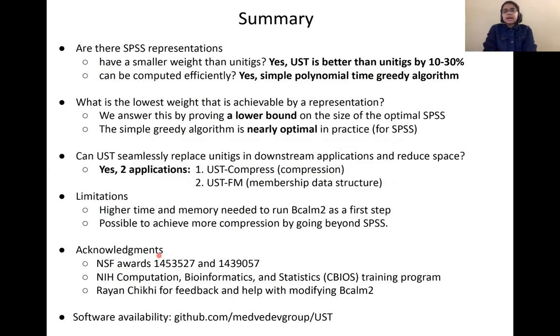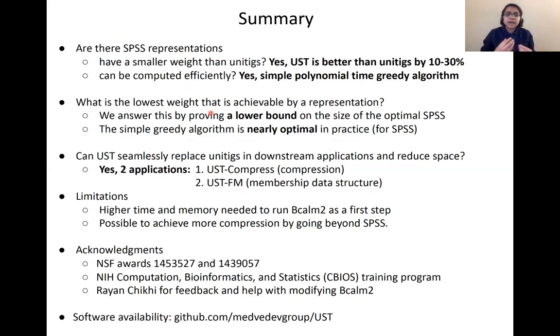Okay, so we are able to answer the questions that we presented earlier. So we've shown that there are SPSS representations that have a smaller weight than Unitigs, because UST is better than Unitigs by 10 to 30%. And they can be computed efficiently because we have introduced a simple polynomial time greedy algorithm.